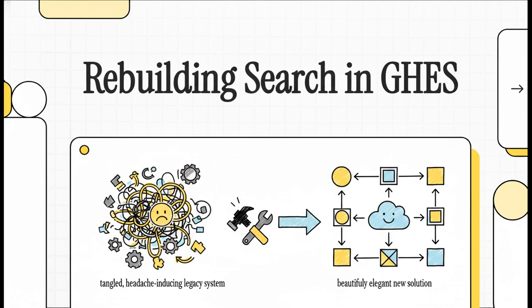We're diving into a massive, fundamental shift in the search infrastructure of GitHub Enterprise Server. We'll see exactly how GitHub engineers tore down and completely rebuilt their search architecture for high availability, moving from a tangled, frankly headache-inducing legacy system to a beautifully elegant new solution.